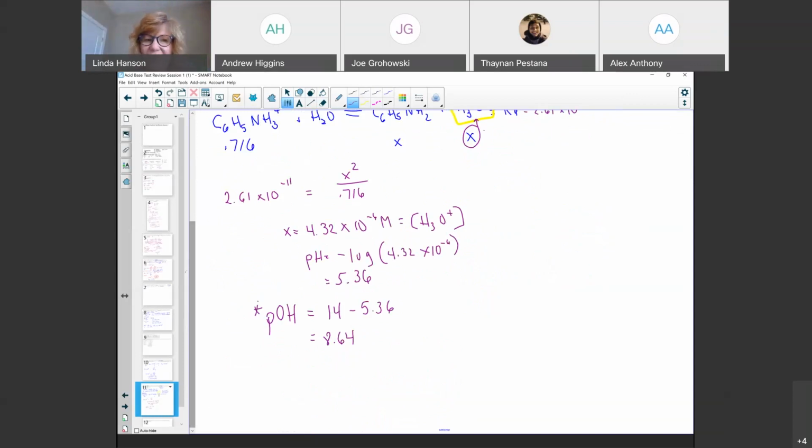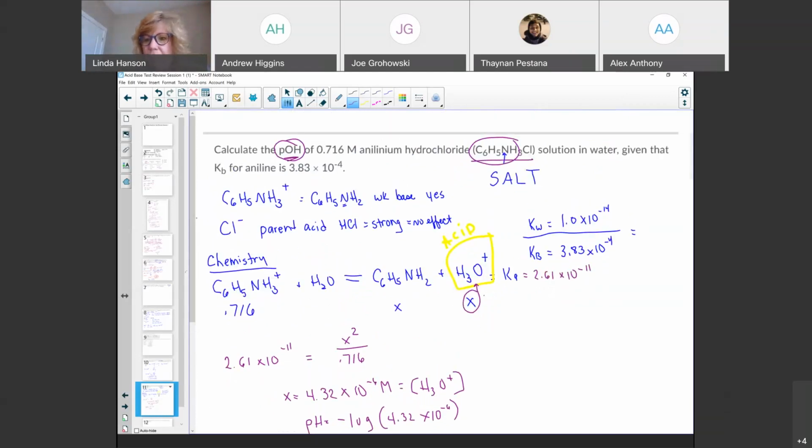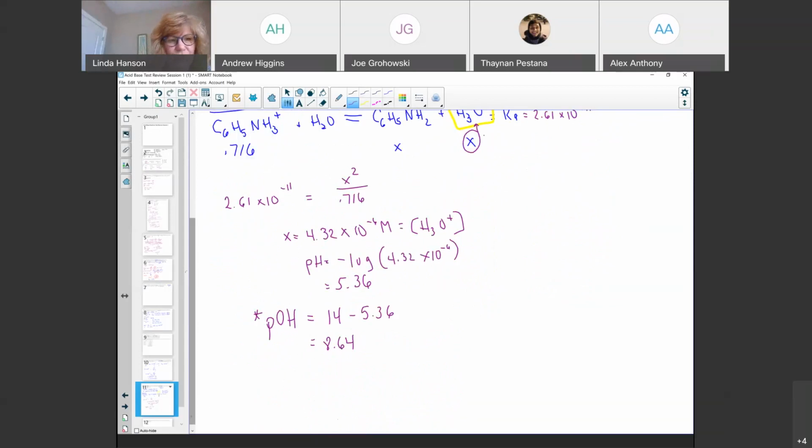Give you a moment to think. Any questions on this particular problem? That's a good question. Brian is asking, how do I know if it's an acidic solution or a basic solution?